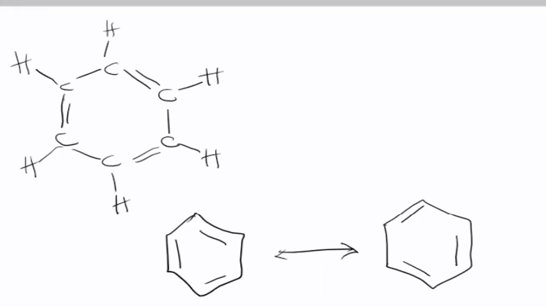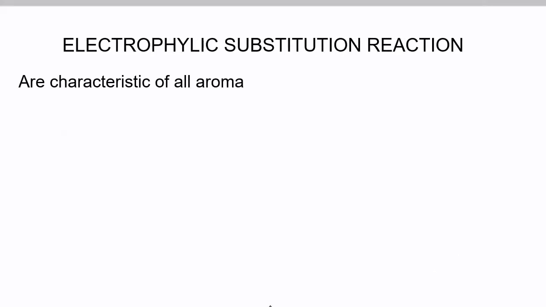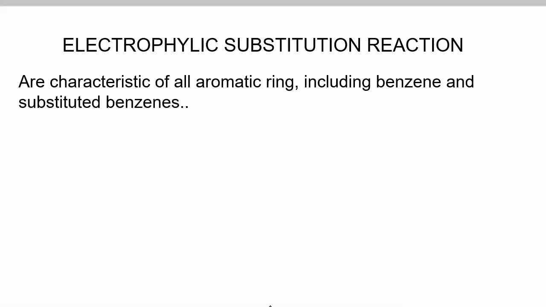Alright, so having known this, let us consider the chemical reactions of benzene. Electrophilic substitution reactions are characteristic of all aromatic rings, including benzene and substituted benzenes. Benzene has a ring with its 6 pi electrons above and below. These electrons are delocalized within the ring of benzene in a number of resonance stabilized structures. This phenomenon explains why benzene undergoes electrophilic substitution reactions readily.